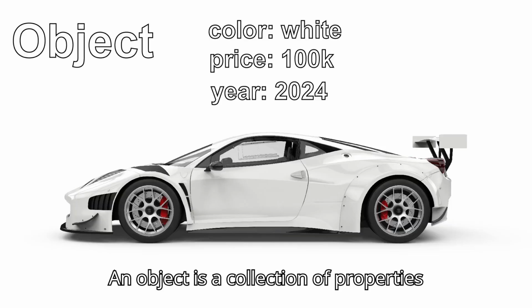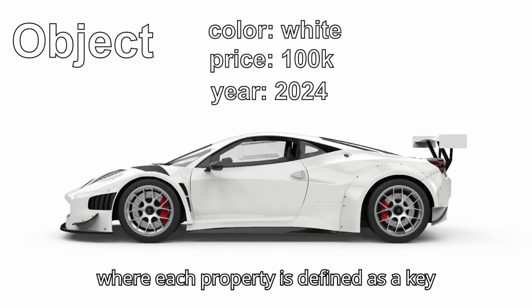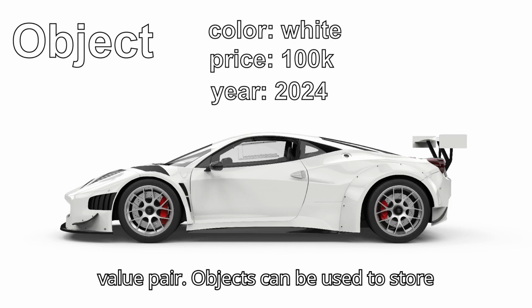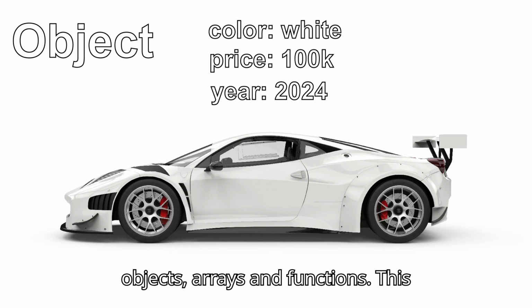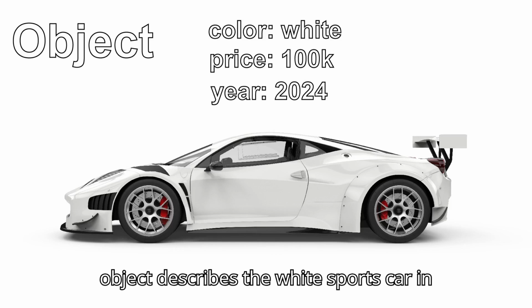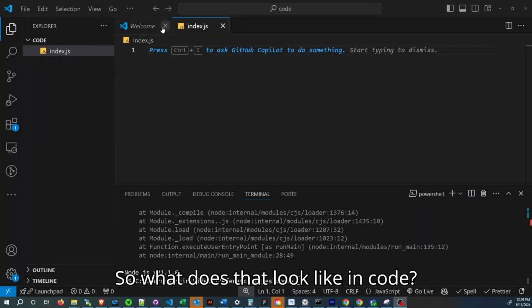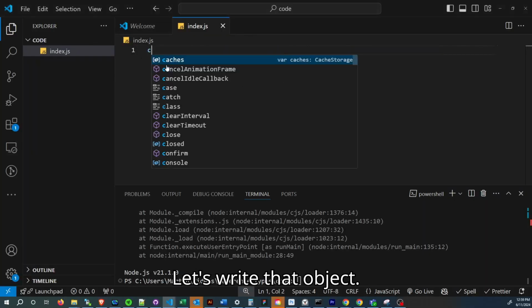An object is a collection of properties where each property is defined as a key value pair. Objects can be used to store and organize data and can contain objects, arrays, and functions. This object describes the white sports car in the photo. So what does that look like in code? Let's write that object.